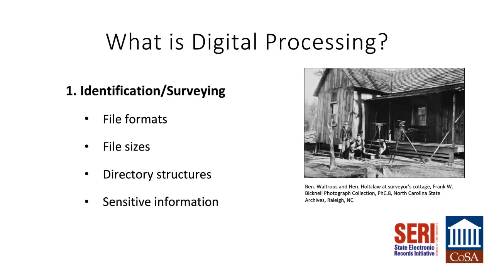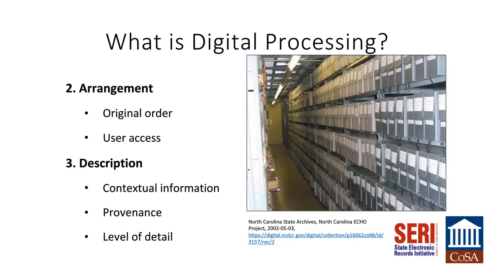First, identification or surveying involves developing an understanding of the records and their provenance. For digital records, a survey includes identifying file formats, file sizes, directory structures, and screening for sensitive information. The survey should be thorough enough to discover any potential preservation issues such that they can be planned for and addressed. Arrangement is the logical ordering of records that, while respecting their original order, has the goal of enhancing future user access. An archivist may desire to keep a detailed list of actions taken on records, which can aid future understanding of how records came to their current state.